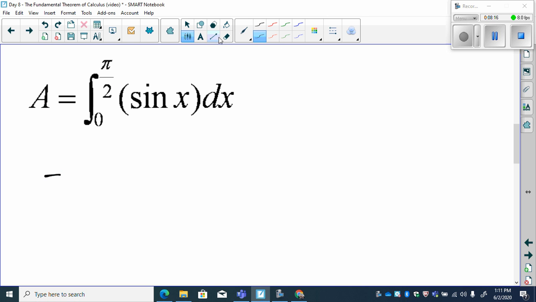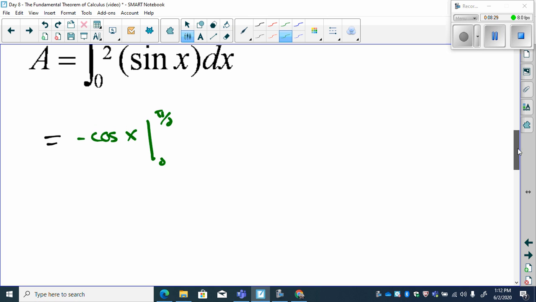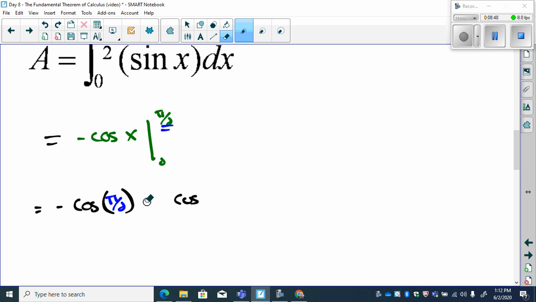So the antiderivative of sine x is negative cos x. And I'm going from 0 to pi over 2. So I will find the negative, or the cosine of pi over 2, and I'll multiply it by a negative 1. And then rather than subtract, rather than saying negative, negative cos, I'll just make that a positive. Okay, so it'll become plus the cosine of 0.